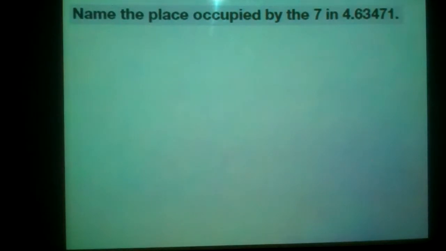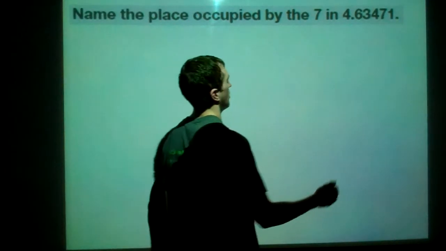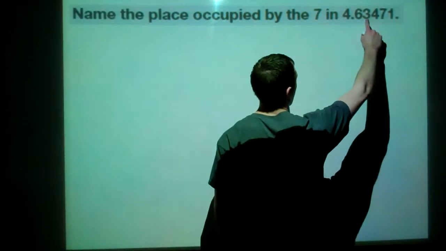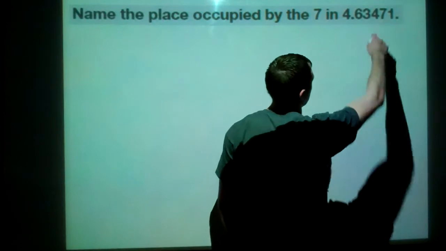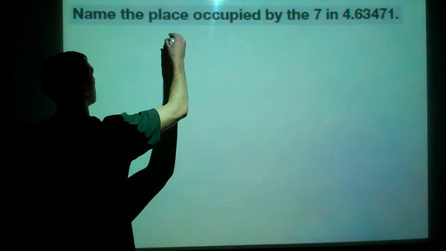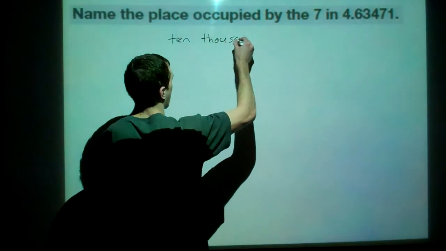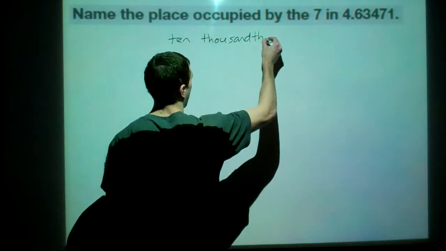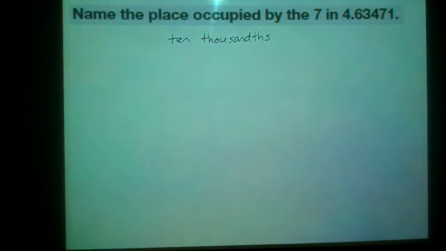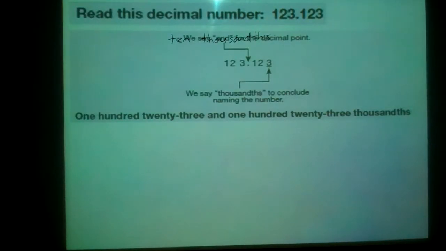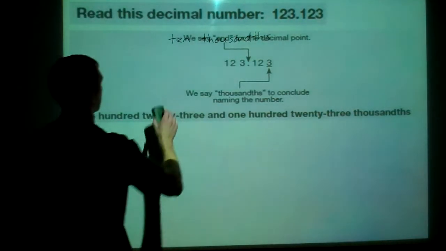Alright, here we go. Another example. Name the place occupied by the 7 in 4.63471. Well, we've got tenths, hundredths, thousandths, 10,000ths. So that would be in the 10,000ths place.